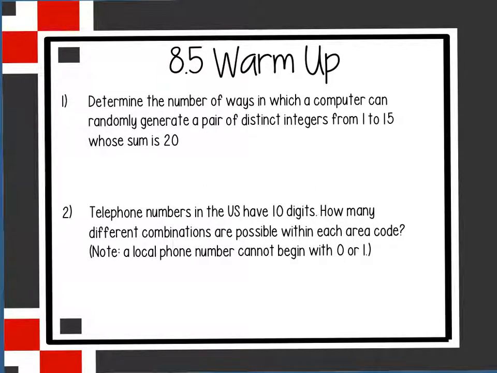All right, so 8.5 was kind of our introduction into probability. Basically talking about figuring out how many times an event can occur, which ways it can occur, that kind of thing. Today we're going to get into what's the probability of a specific event occurring.